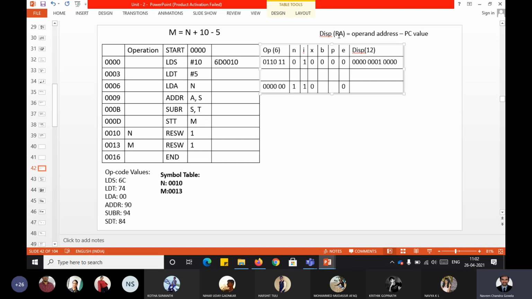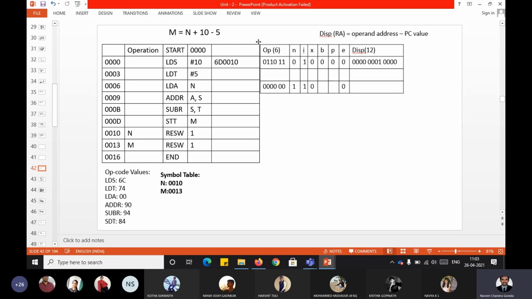Now again, how to find out the displacement? Already I had given the equation: we will be finding it by making use of operand address minus PC value. Now here in this instruction, can anyone of you let me know what is the operand in this instruction, which is LDA n? What is the operand? N, sir. So the operand is n. As the operand is n right here, what is the address of the n? You can observe the address of n is what?